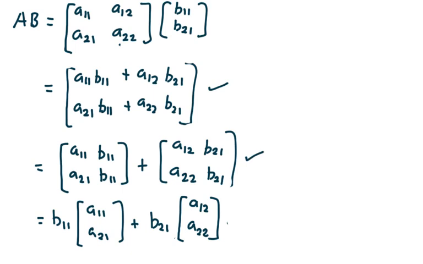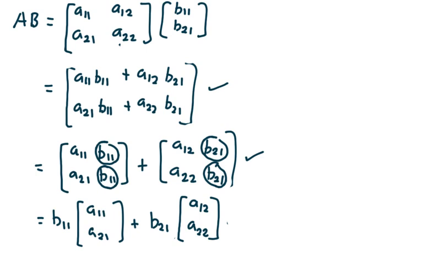And so if we look at the first column vector, notice how the B11 is common to both entries. Well, we could pull that out in front, and we can take B11 times the column vector A11, A21. Then I'm going to go plus, and then notice how the B21 is common to both entries of this second column vector. And we could pull that out and take B21 times the column vector A12, A22.